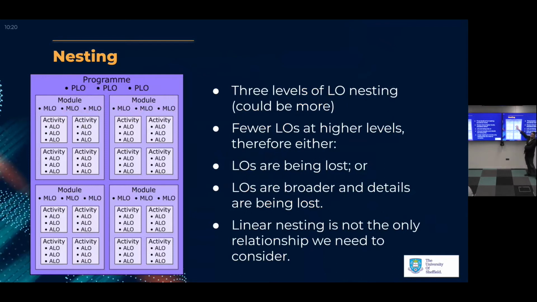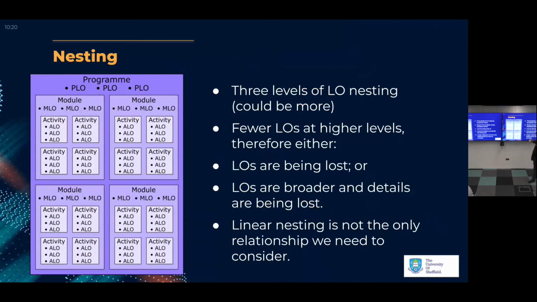We have activities that students perform. They are generally nested within modules, and these things are nested within programs. So each learning outcome has a different level. It could be the thing that the student is doing that day, that semester, or across their degree program. But as you'll see, the number of learning outcomes reduces as you go up the tree.